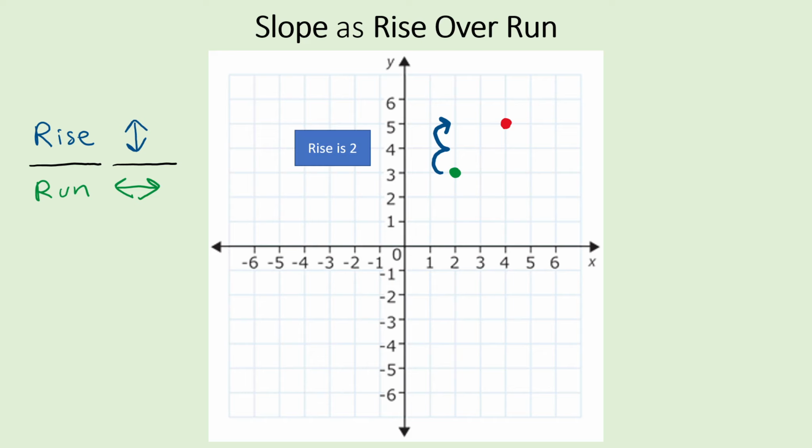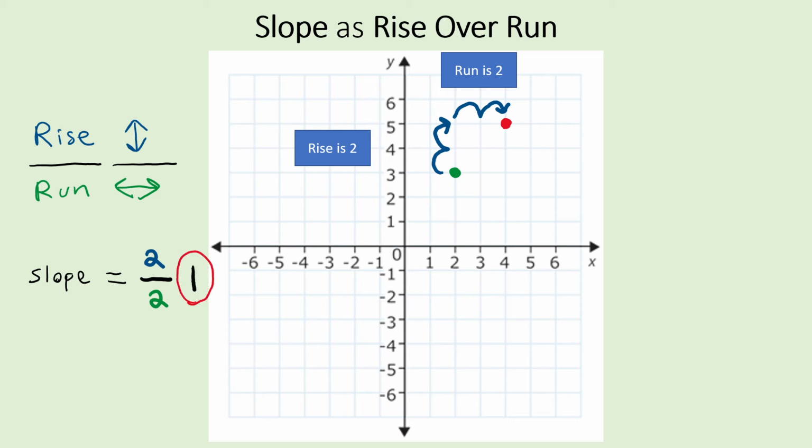Now we can start filling in our slope as 2 over, let's calculate our run. Well, we go across by 2, so our run is also 2. We can go ahead and write our run of 2 in our fraction for slope. Now the only thing left to do is simplify that fraction. 2 divided by 2 is 1. So that means that our final slope for a line connecting our green and red dots would be 1.